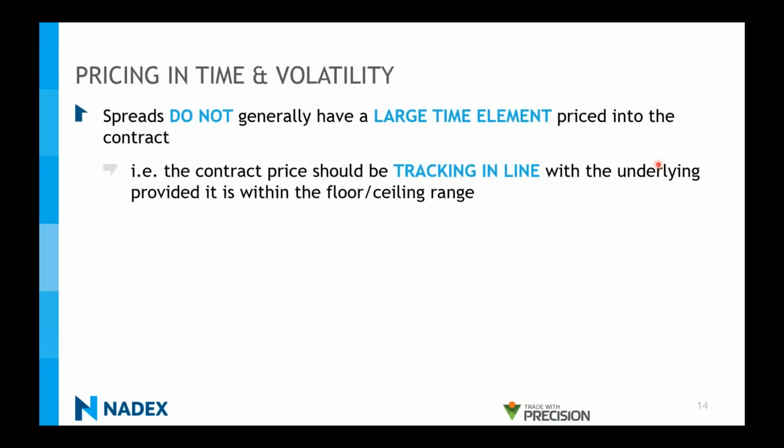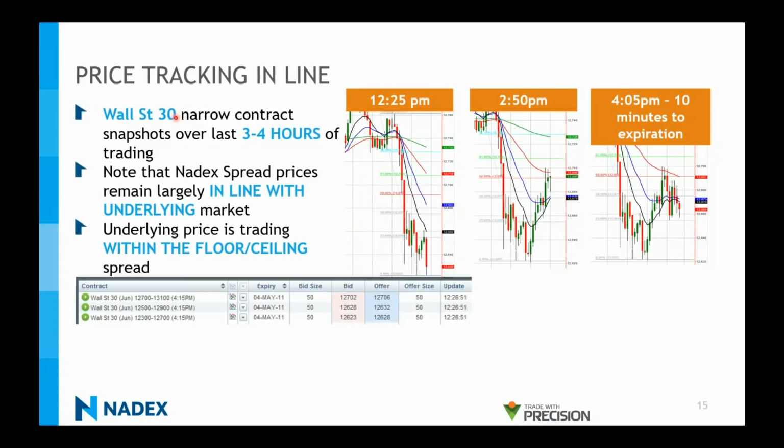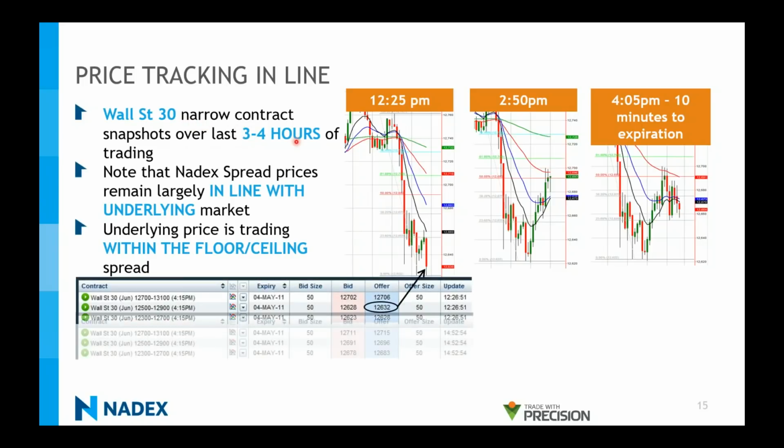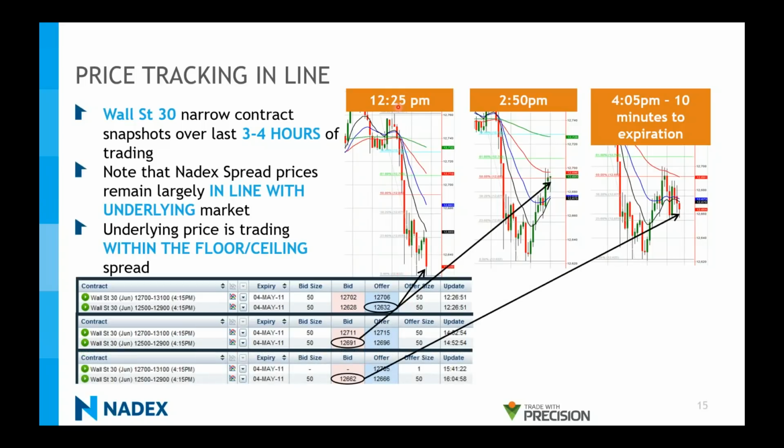So, pricing in time and volatility: spreads do not generally have a large time element priced into the contract. The contract price should be tracking in line with the underlying, provided it's within the floor or ceiling range. Let's have a look at that in an example here. We're looking here at the Dow Jones, and we're looking at a contract and checking what the price of that contract is and was. First, we're starting here at that point in time. Where is the underlying market trading? It's trading here around 12,630, something like that. And sure enough, that contract here is tracking the underlying market very, very closely.